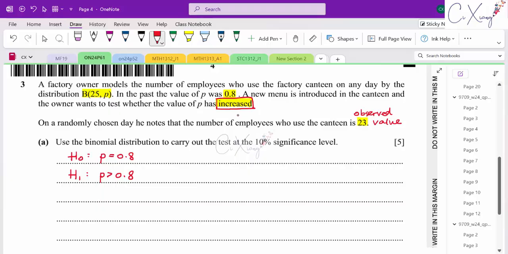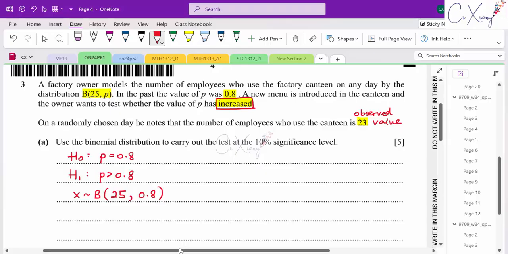Next, since they want us to use the binomial distribution, we know that X is binomially distributed with the number of employees 25 in total, and the value of p should be 0.8. And how can we calculate the p-value? Maybe before I calculate the p-value, I will want to draw a simple diagram for myself.